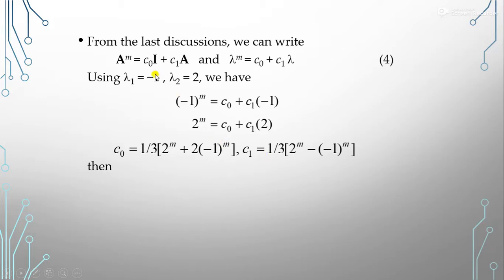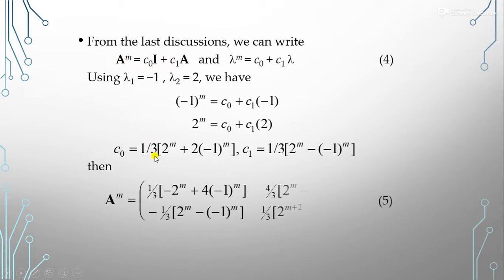Now our motive is that we need to find A raised to the power m. So just put your values of C0 and C1 here and find A raised to the power m. So that will be our A raised to the power m. With this expression you can find any power of the matrix. Suppose m is equal to 10, 20, 50, it depends on you. Just put the value of m here and you get the matrix A raised to the power m.